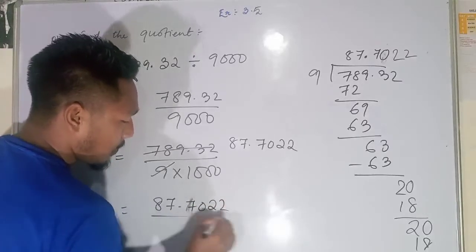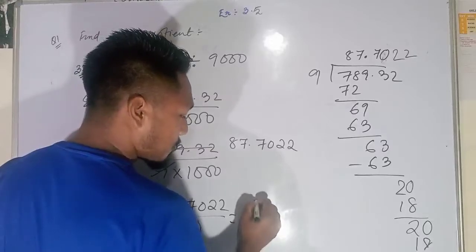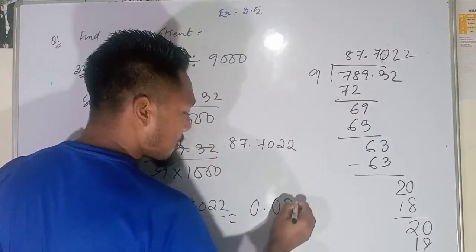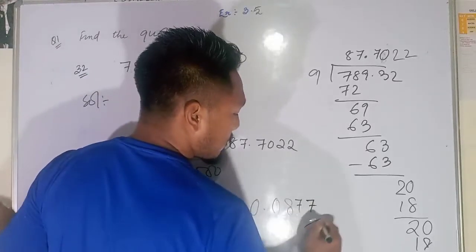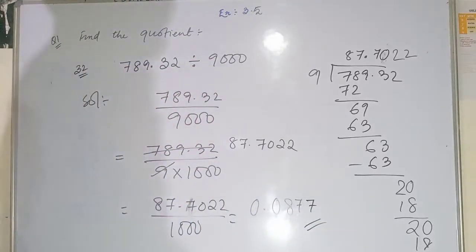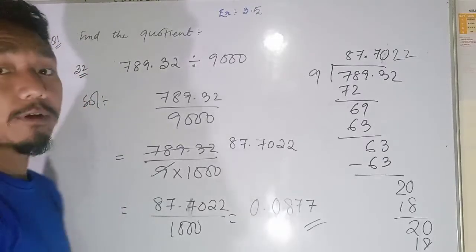So what is it? 87.7022 is divided by 1000. Okay, so if you put 3 zeros, that means I have to jump 3 numbers. That means 87 will be under that. So point. So you can write 0.0877. So this will be your answer. Okay, so this is all. The division is done for the exercise 3.5.